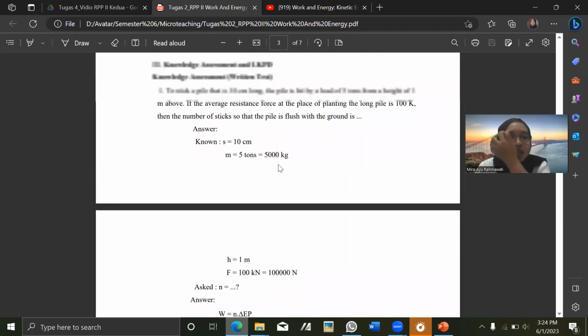Assessment test. Number one, to stick a pile that is 10 centimeters long, the pile is hit by a load of 5 tons from a height of 1 meter above. If the average resistance force at the place of planting the long pile is 100 kilonewtons, then the number of hits so that the pile is level with the ground is blank.